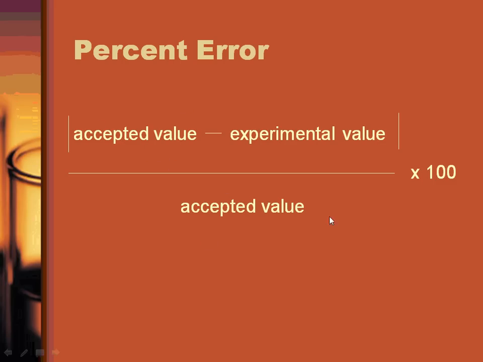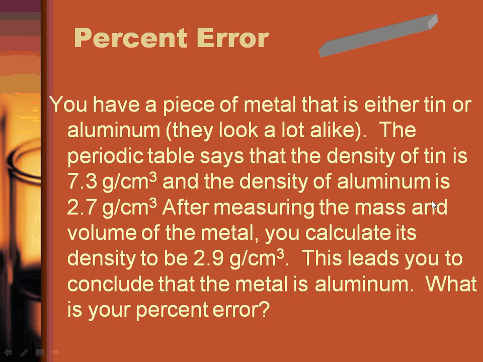Usually this is one that you get from a textbook or the teacher gives you, whereas the experimental value is what you found out in the lab. Multiply it by 100 because it is a percent. Here's our equation. It's also in your notes, so make sure you read through that.